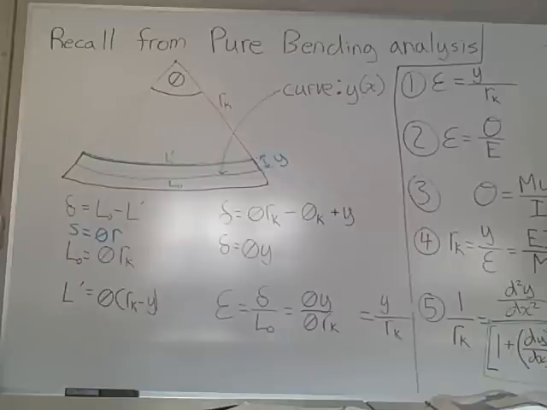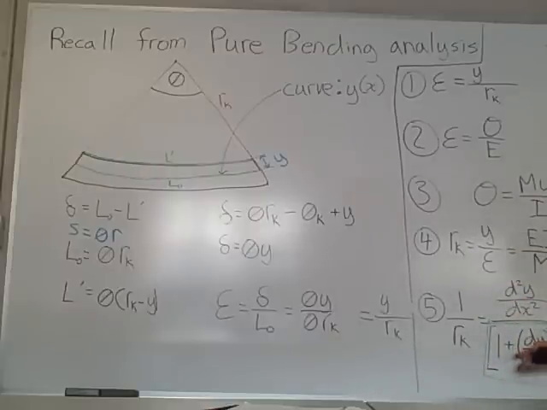And so when we make our substitutions, we substitute this in for our stress, and we substitute this in for our strain, and we come out with the radius of curvature is going to equal the modulus of elasticity times moment of inertia over the moment. And now we bring this equation in.